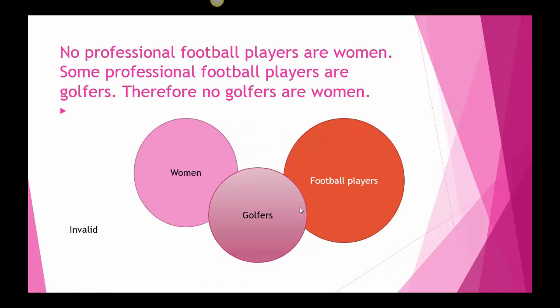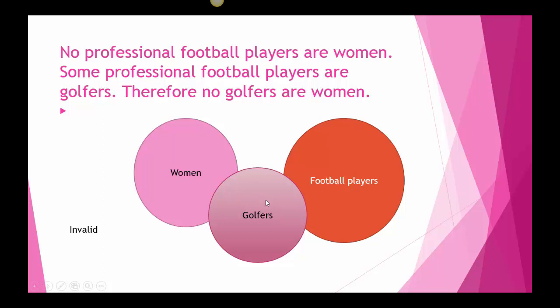So let's try another one. No professional football players are women. Some professional football players are golfers. Therefore, no golfers are women. All right. So what did I start with? I started with my circles for women and professional football players, and I made sure they weren't touching. So women, football players, completely disjoint away from each other. Then I wanted to add in some professional players are golfers, so I needed to add a circle for golfers. And the question was, where should I put it? Should I just make it touch the football players over here, or was it allowed to touch the women, which it kind of is allowed?